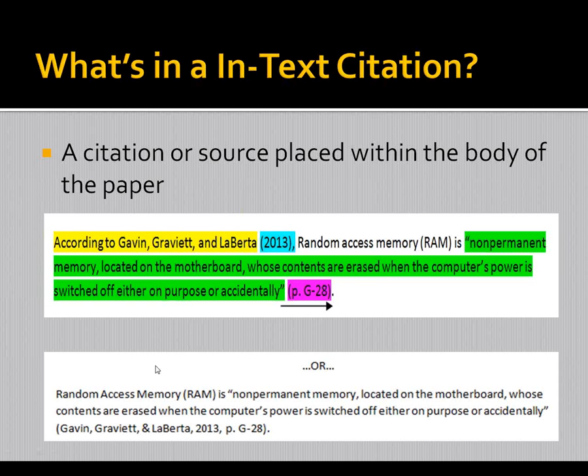Here's another way to do it towards the bottom here, where I just said random access memory is, and then I listed that information again. And then the authors would go into the parentheses. I've got the ampersand, that's a little symbol there. The year would just be separated by commas and my page numbers. All right? So that's just an example of an in-text citation.